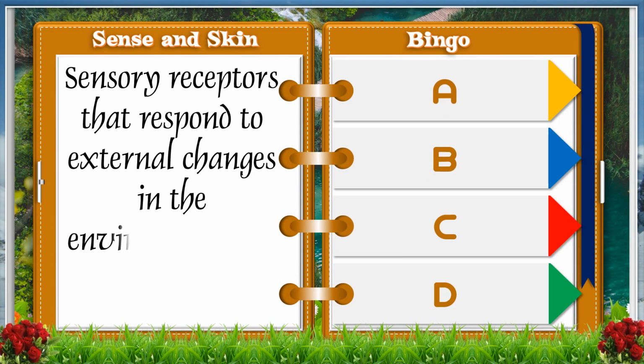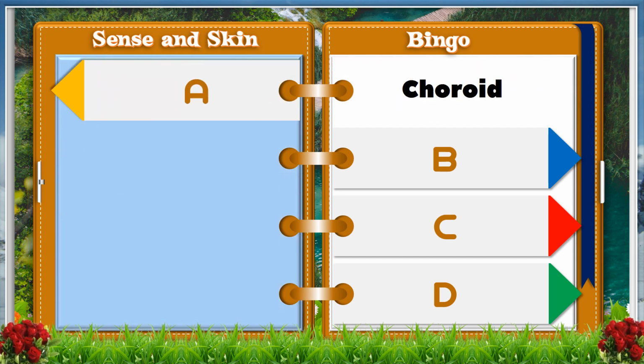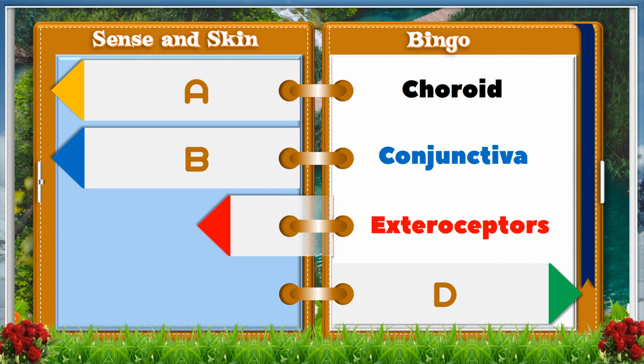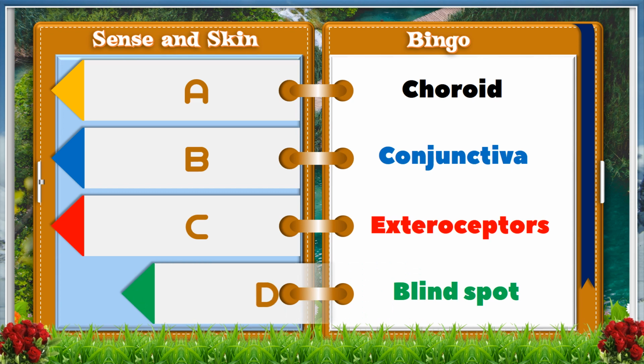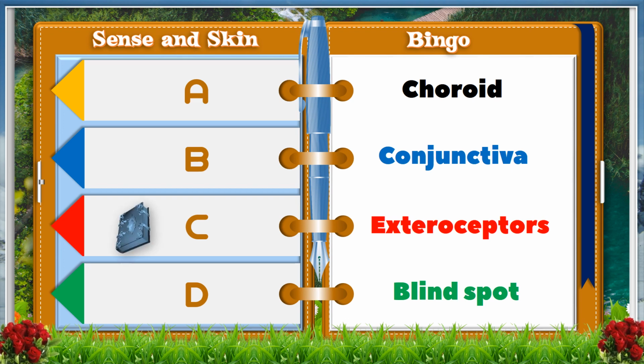Sensory receptors that respond to external changes in the environment. For example, taste receptors. A. Choroid. B. Conjunctiva. C. Exteroceptors. D. Blind spot. And the answer is C. Exteroceptors.